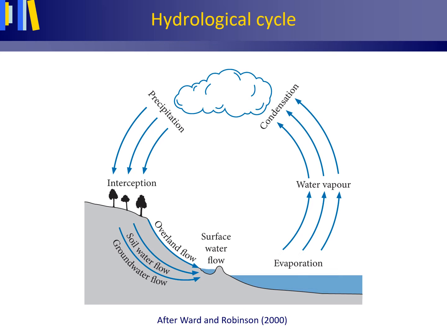Groundwater flow, soil water flow, overland flow all contribute to surface water flow, water which is flowing in your rivers and which is taking the water back to the sea and to the ocean. And in this way, the hydrological cycle is closed. Of course, there are many shortcuts to this system.